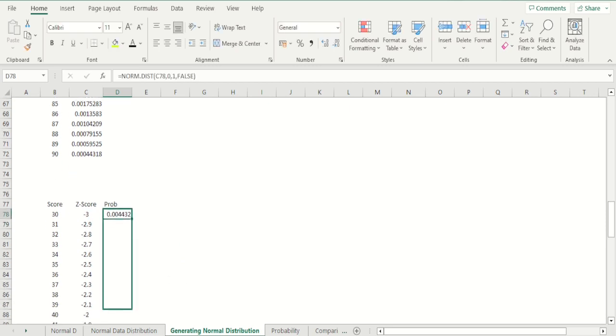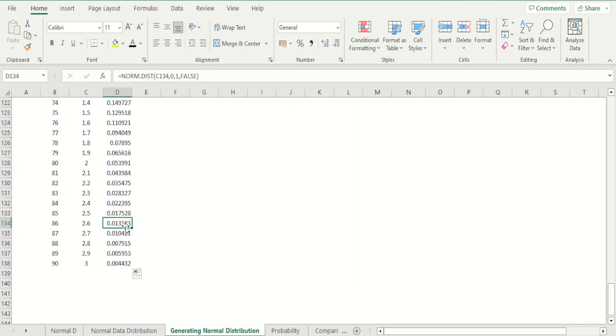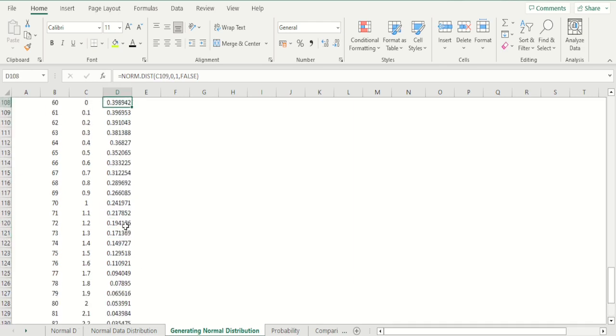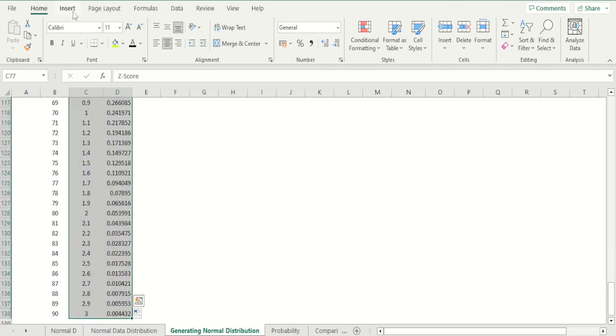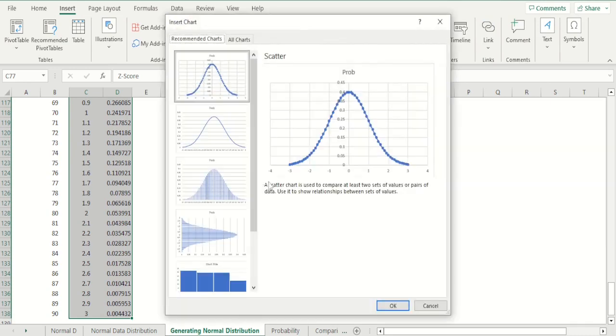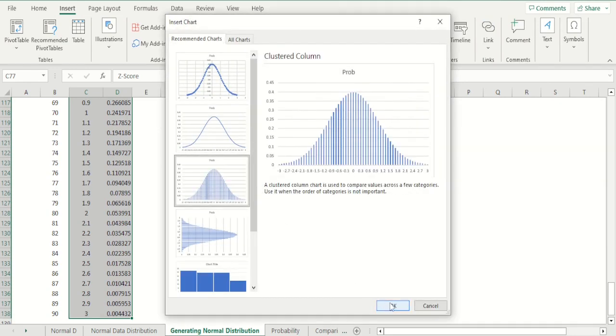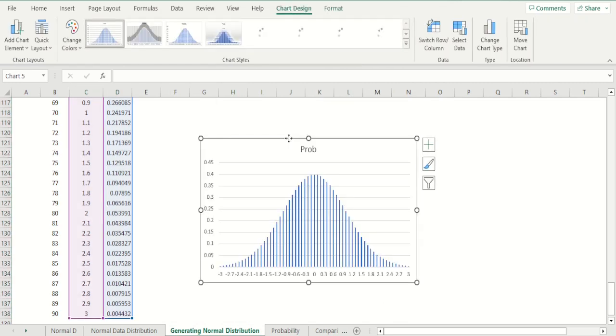And let's drag it down all the way till the bottom. And what you have here now is going to be the values of probability for this distribution. So there, we have generated the probability values for the z-scores, and now let's plot it out and see how it looks. To plot it out, again, use the same concept: insert, go to recommended charts, and let's use this as an option. And there we have the chart ready, available to us.